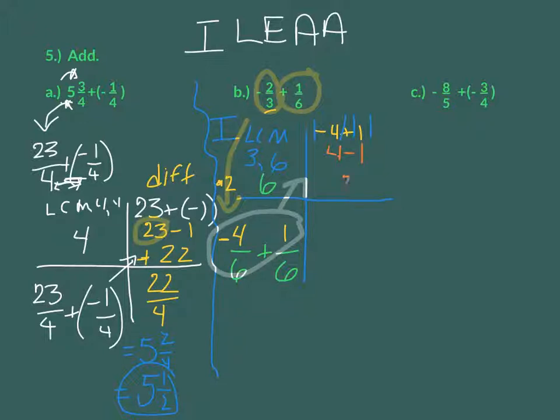4 minus 1 is 3. I still need to take the sign of my larger absolute value. That would be 4, so therefore the sign is going to be negative. -3. I drop that right down. I've got -3. Denominator remains 6.